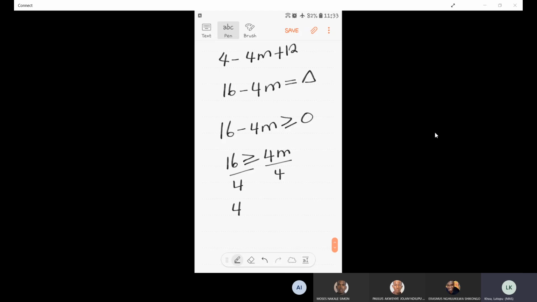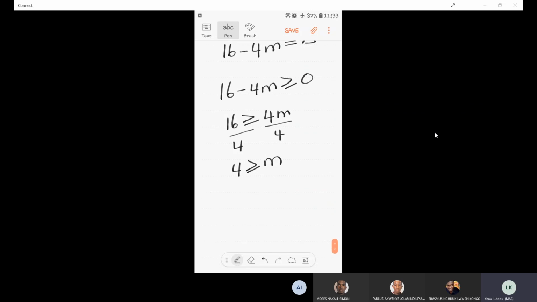We have 4 is greater than or equal to m. Now, if 4 is greater than or equal to m, this means that m is less than or equal to 4. And this is your solution.